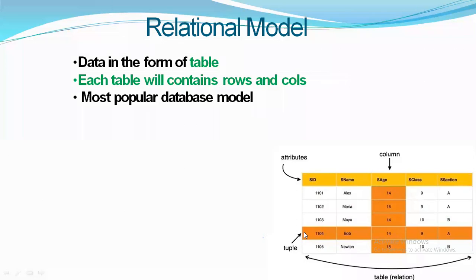We always say tuple. Actually, row is not a technical word. A tuple is nothing but a row. Similarly, column is not a technical word. If you go for it technically, the column we call an attribute. Attribute is nothing but a property.